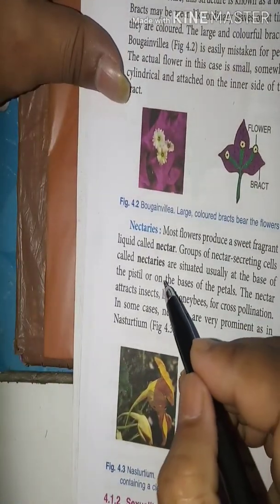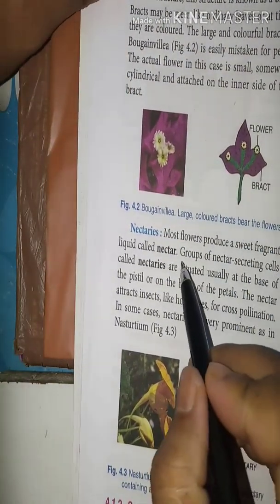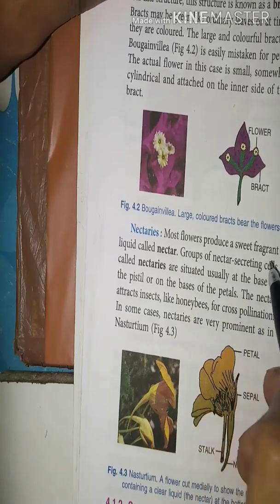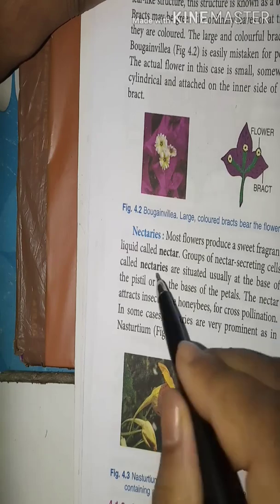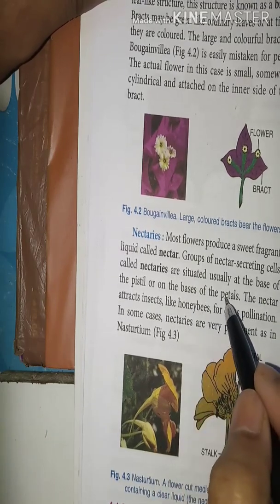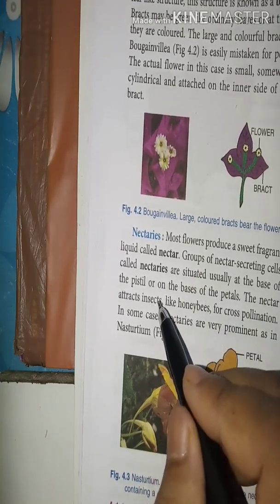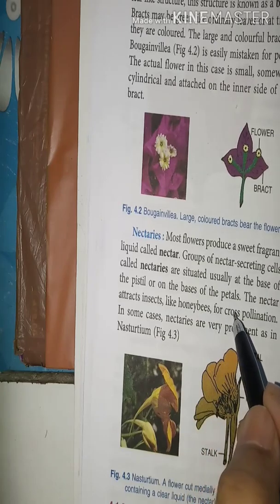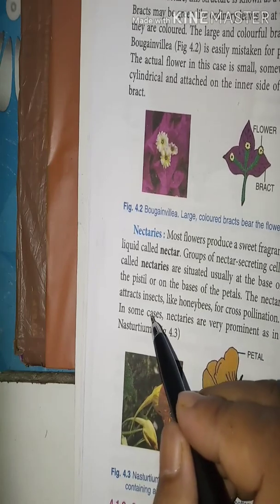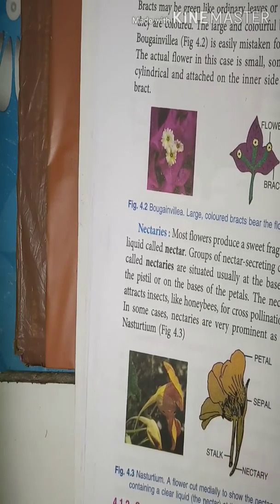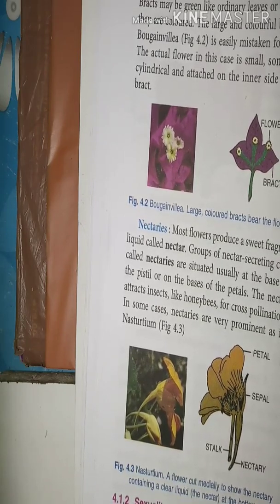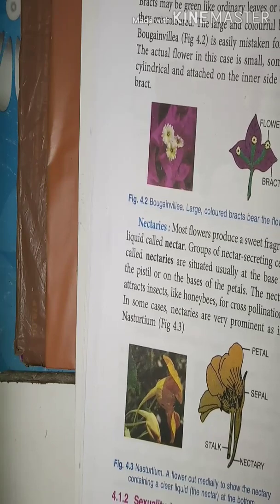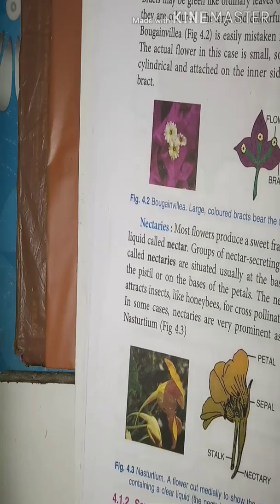Now see, next term, nectaries. Most flowers produce a sweet fragrant liquid called nectar. Groups of nectar secreting cells called nectaries are situated usually at the base of the pistil or on the base of the petals. The nectar attracts insects like honeybees for cross-pollination. In some cases, nectaries are very prominent, as in nasturtium.